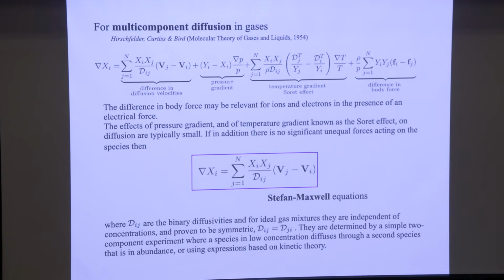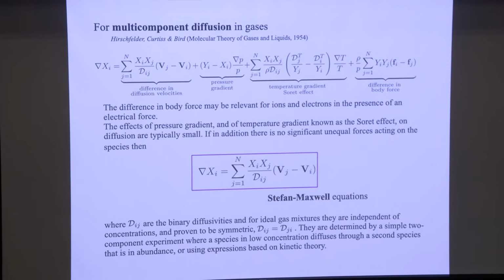Now, some of these things are relatively weak or small. For example, the Soret effect is usually neglected. The pressure gradient is also usually neglected in determining the diffusion velocity. The body forces, again, depend on whether you have some ions or electrons, as I mentioned before, and they have different Fi, so this may play some role sometimes. But if these are all neglected, then what is left is what is typically used and known as the Stefan-Maxwell relation.